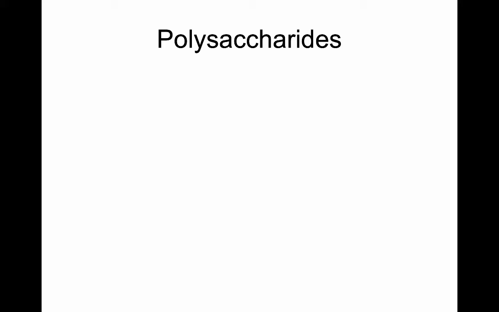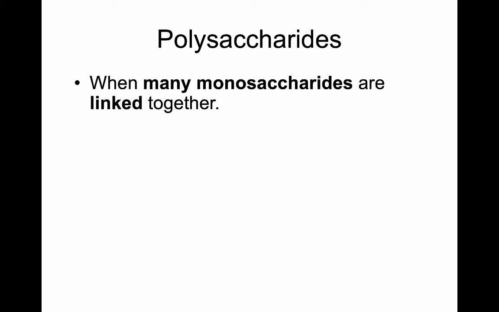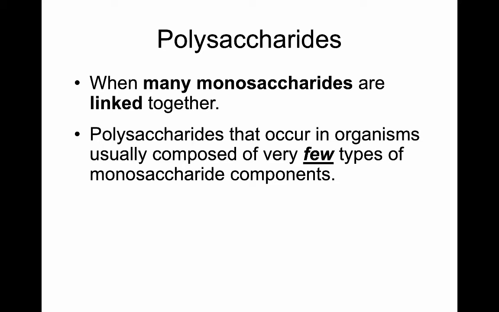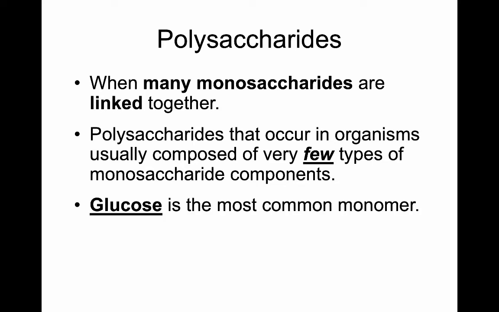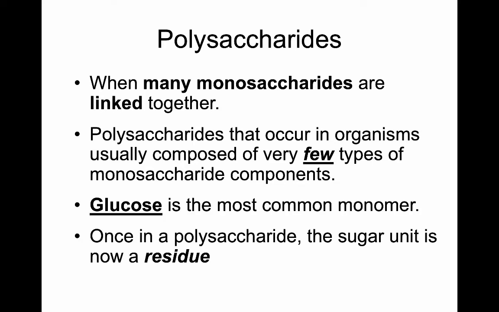Okay, so now I'm going to move on to polysaccharides. And polysaccharides are where you have many monosaccharides that are linked together. So the polysaccharides that occur in organisms usually are composed of very few types of monosaccharide components. And usually glucose is the most common monomer.